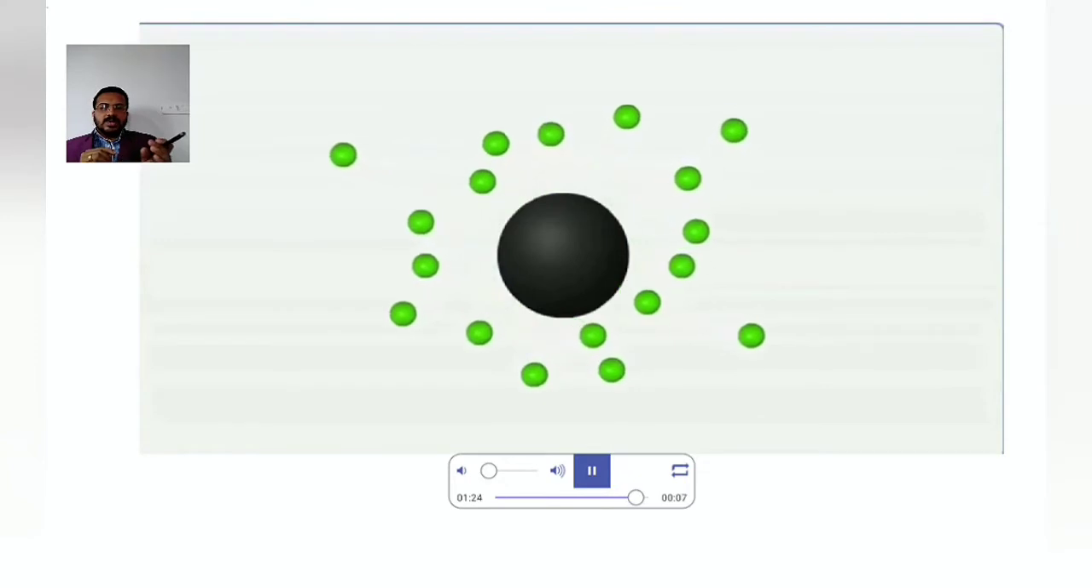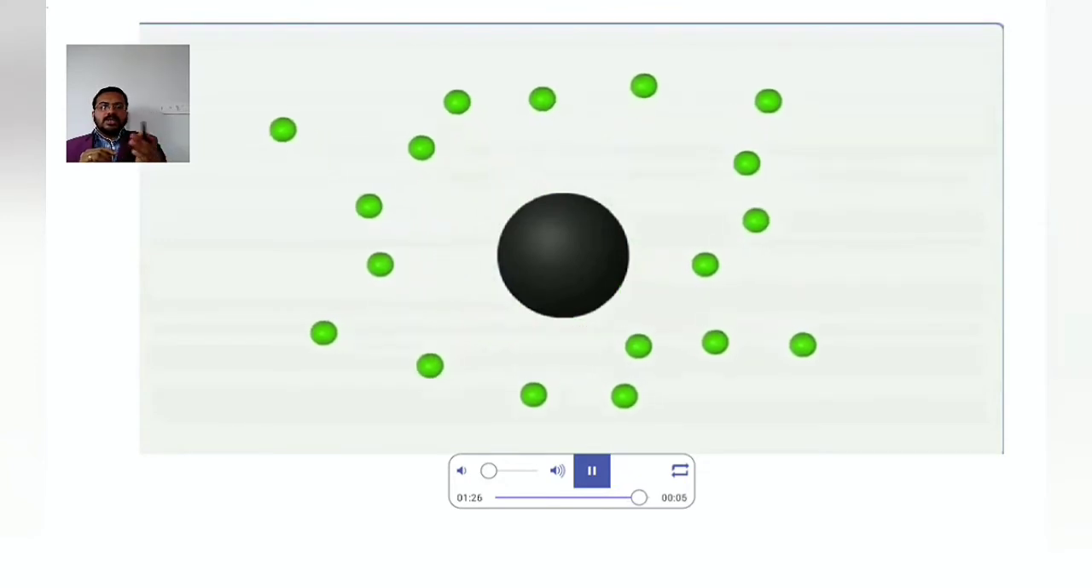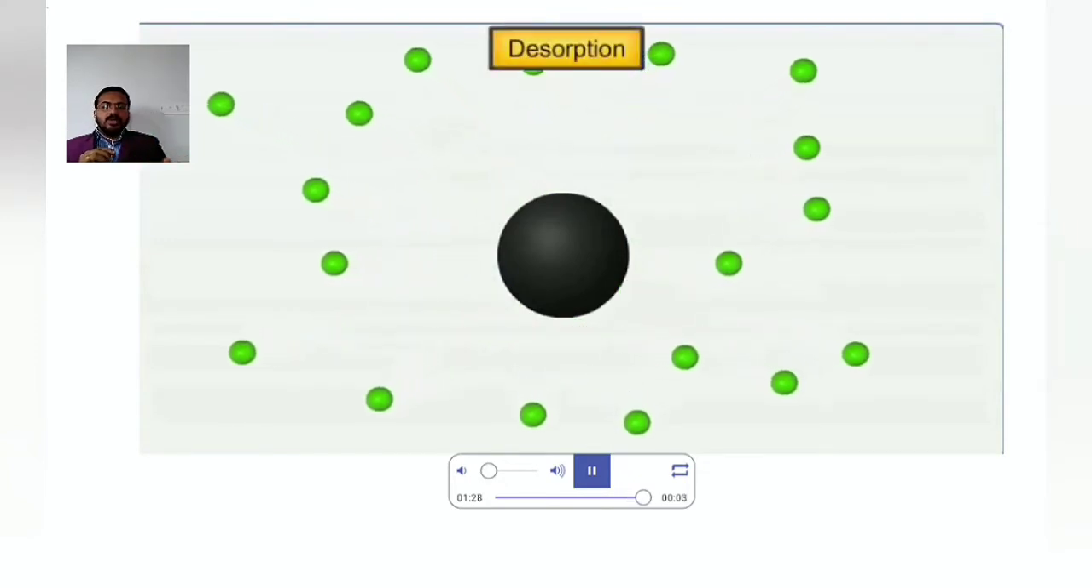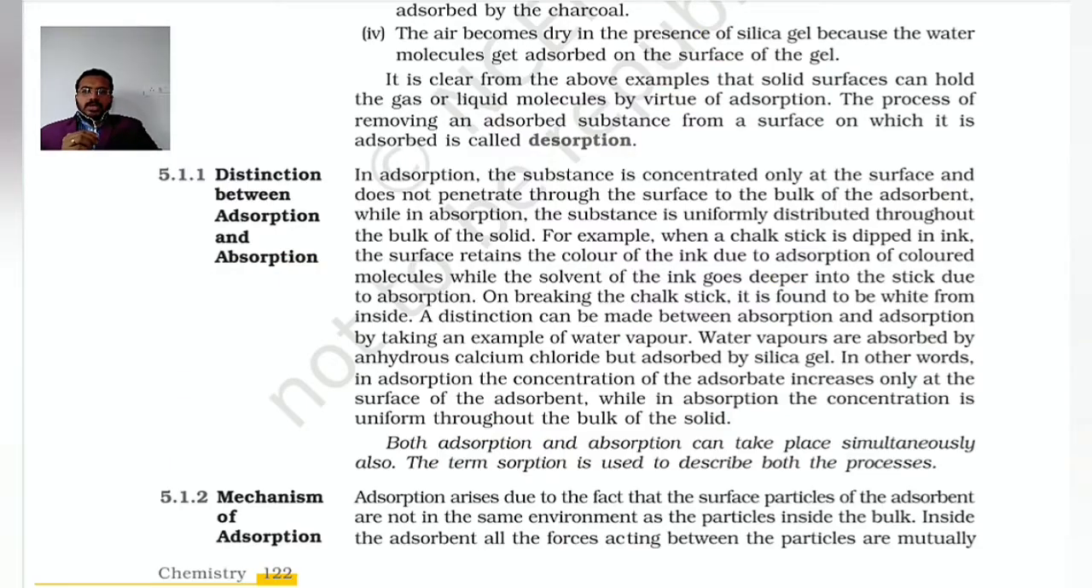The substance that has been adsorbed on the adsorbent is now removed from the adsorbent. This is called desorption. Our next topic is distinction between adsorption and absorption. So it's a 2-mark question: differentiate between adsorption and absorption. So first we will go through the paragraph.